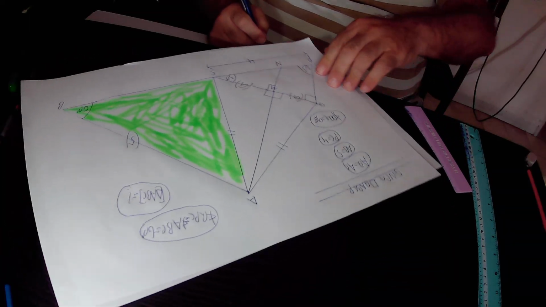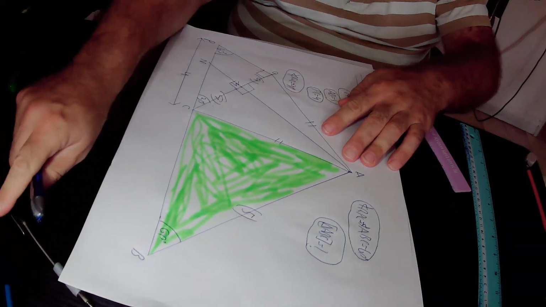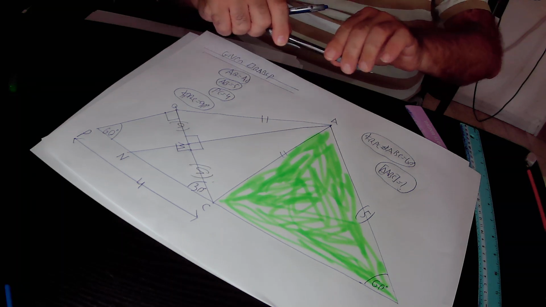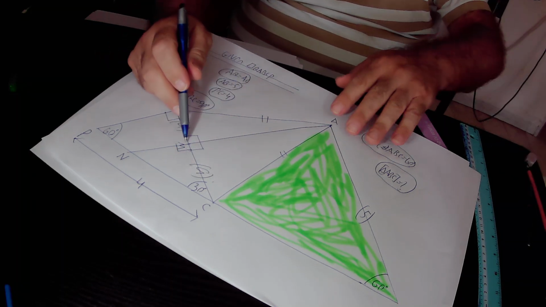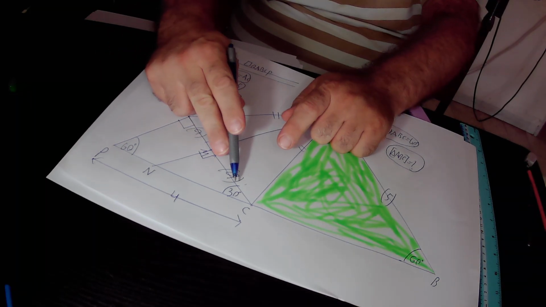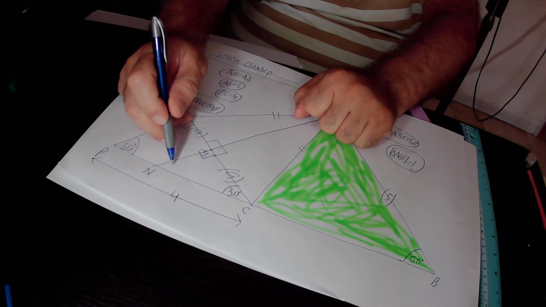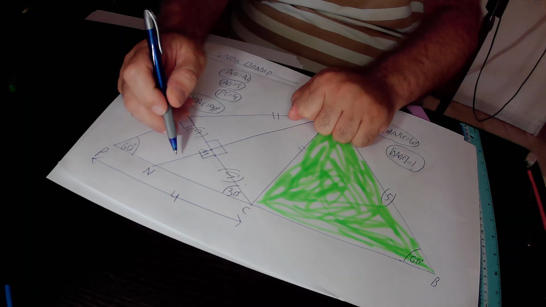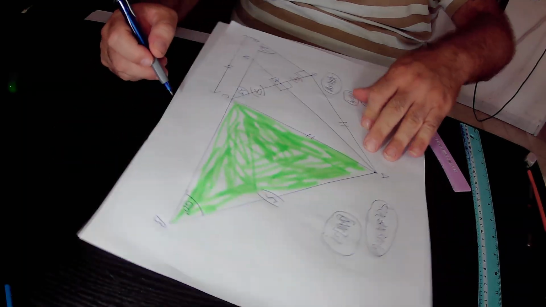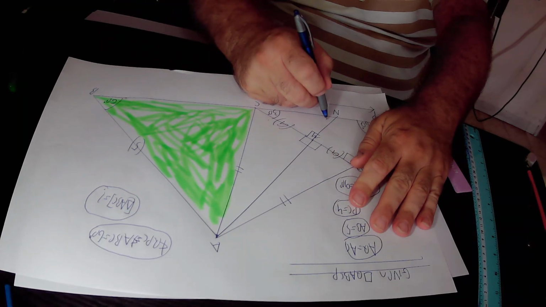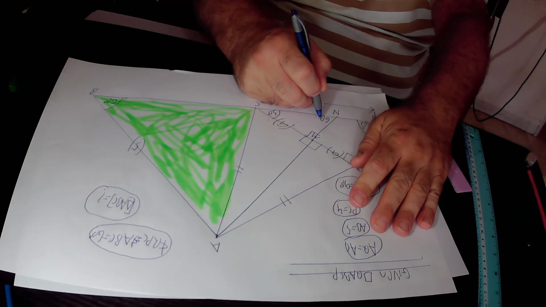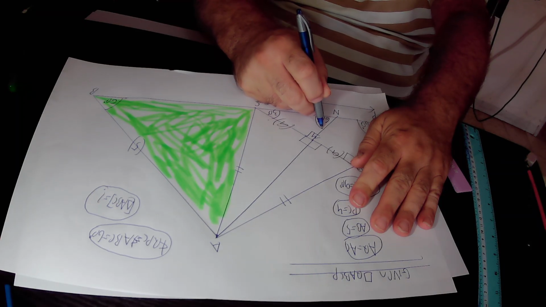So in the small right triangle NMC, 90 degrees plus 30 degrees is 120 degrees, and therefore this third missing angle must be equal to 60 degrees in size, according to the sum rule that says that the sum of the angles in a triangle is equal to 180 degrees.